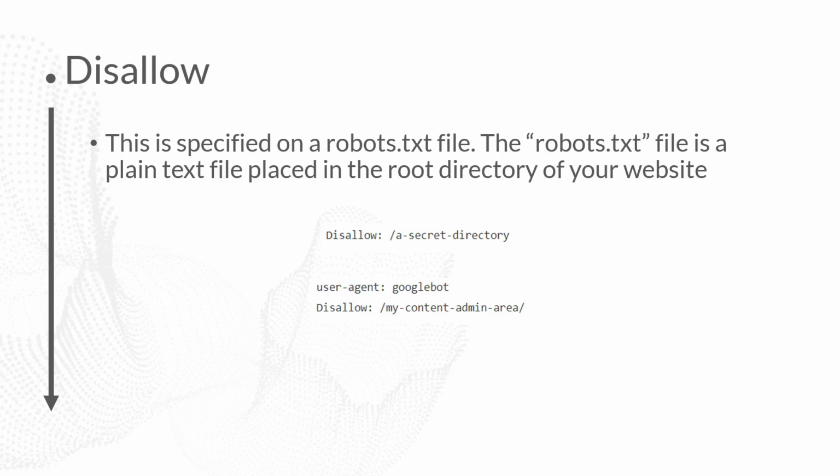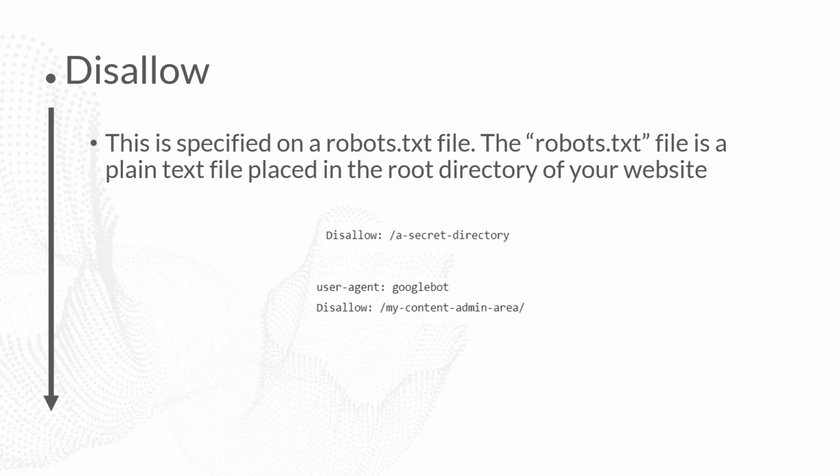Here's an example of one on this slide, and in this case, we have a disallow for a secret directory, and we're saying, okay, we're not allowing search robots to crawl that directory. And then you can see the next line down, we have user agent Googlebot. And then below that, we have disallow my content admin area.